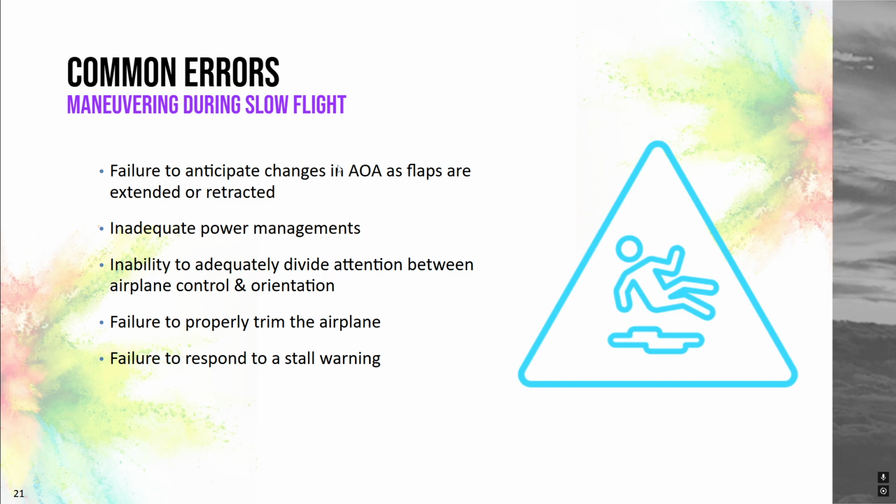Failure to anticipate changes in angle of attack as flaps are extended or retracted. Remember, as we add flaps, that nose is going to want to balloon. So we'll add the flap and then keep that nose down where it needs to be. Inadequate power management. If I'm starting to get low and I try to correct by taking power out and I get even lower, that's going to be a problem. Pitch for airspeed, power for altitude. Add power when I need altitude. Increase pitch when I need to decrease airspeed, and vice versa for both of those.